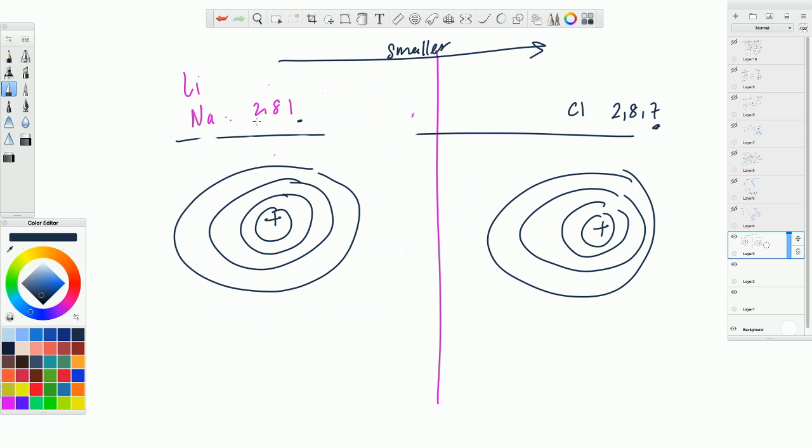But the nucleus of sodium is positive 11. The nucleus of chlorine is positive 17. So positive 17 pulls in the electrons stronger than positive 1. So therefore, you go this way, the size of the atom is smaller. Okay?